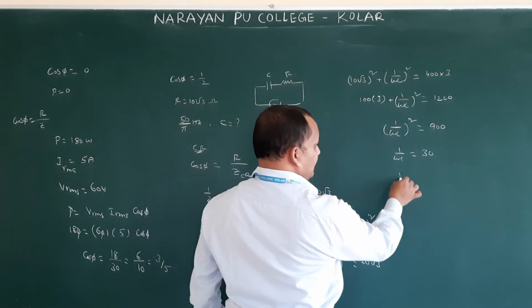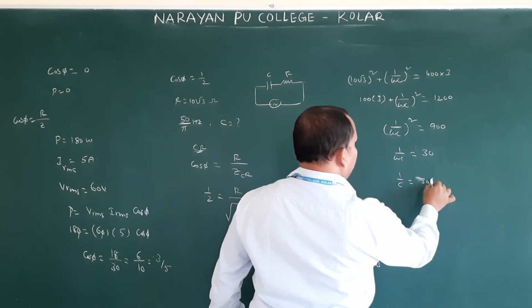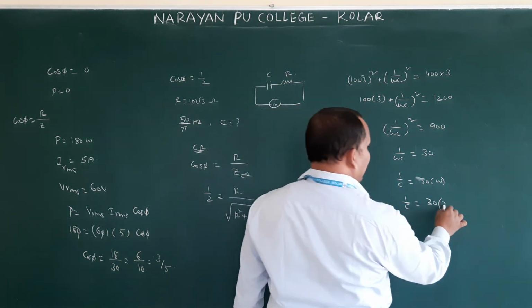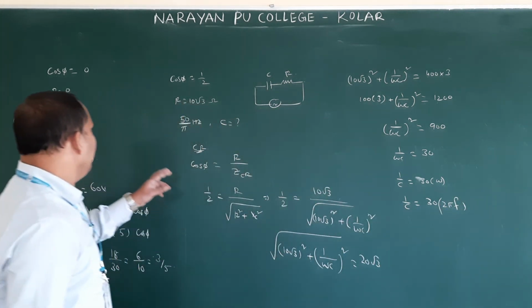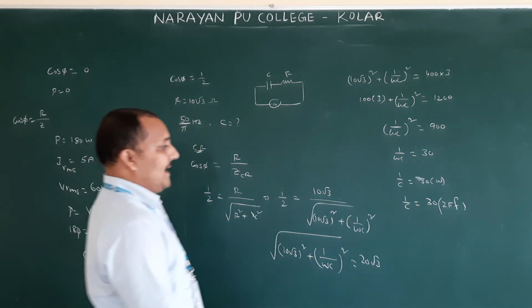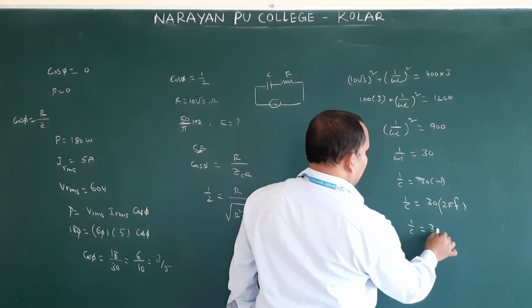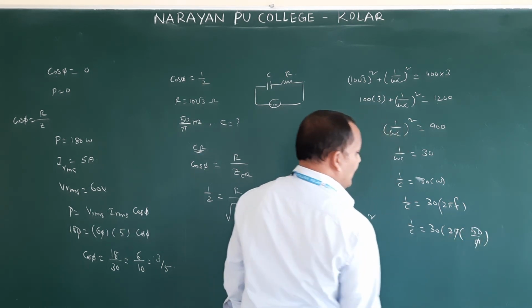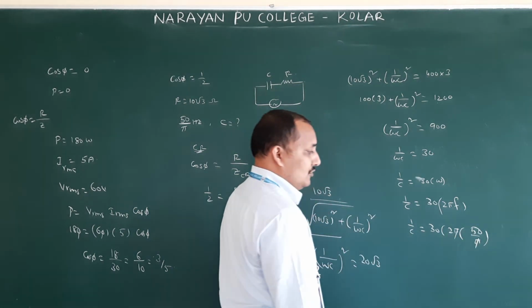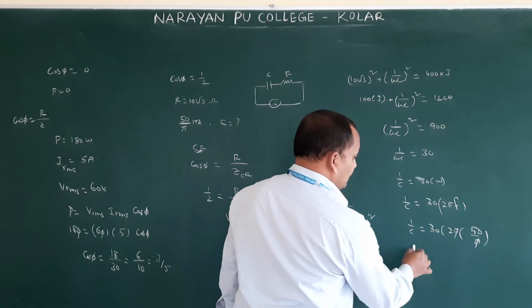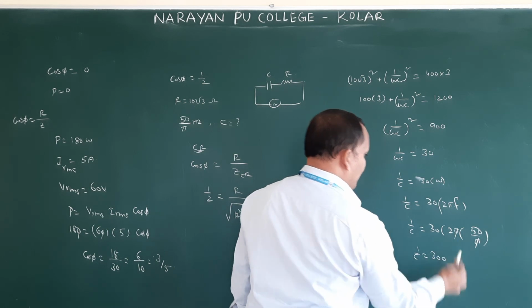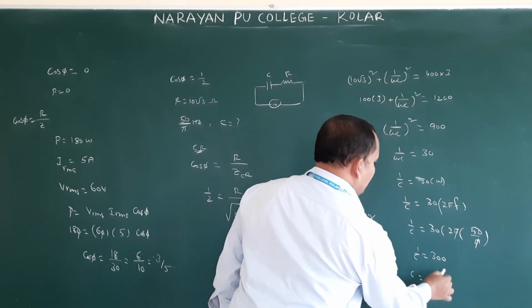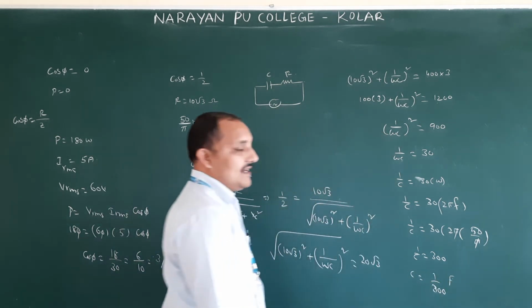We want the C value. Then 1 by C is equal to 30 into omega. What is the omega value? 2 pi f. The frequency value they gave is 50 by pi. So 1 by C equals 30 into 2 pi into 50 by pi. Pi will be cancelled. So 5 into 2 is 10, 100. 100 into 30, 300. 1 by C equals 300. Then C is equal to 1 by 300 farads.